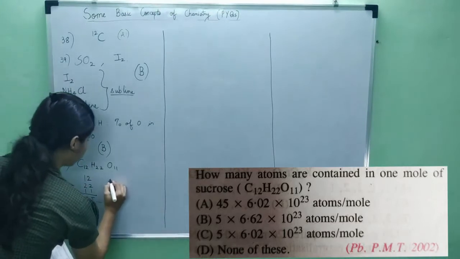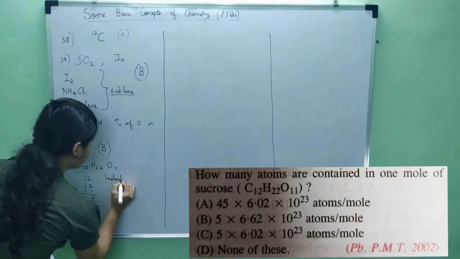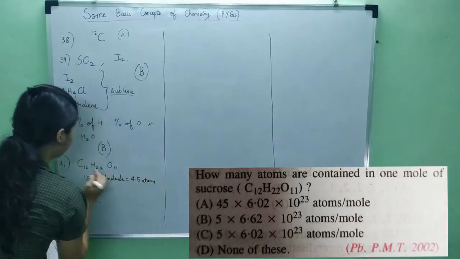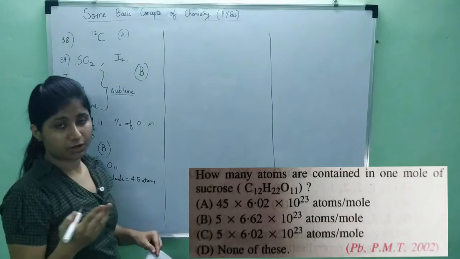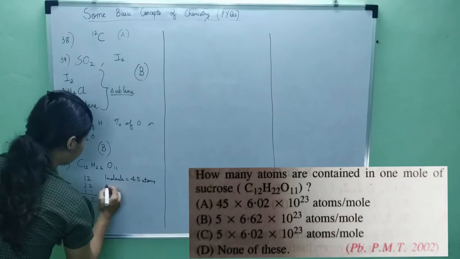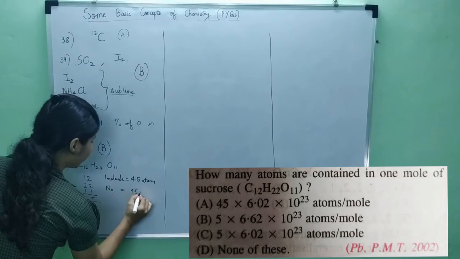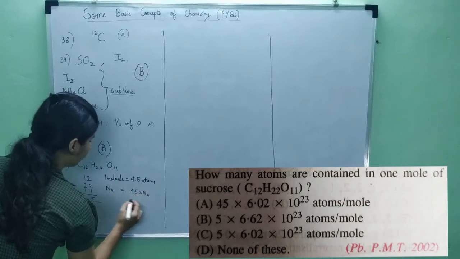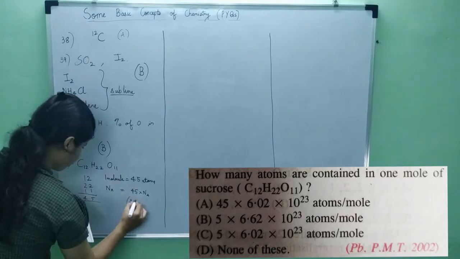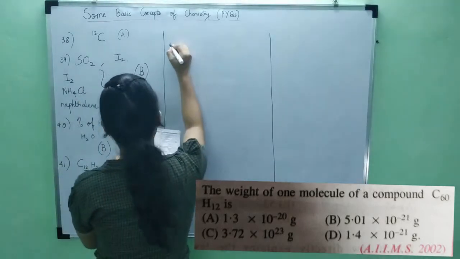So what relation am I telling? One molecule contains 45 atoms, all in total. They haven't asked specifically for carbon, hydrogen or oxygen. All of them have to be added. So one molecule contains 45 atoms. So Avogadro number of molecules will contain how much? It will contain 45 into Avogadro number of atoms. So 45 into Avogadro number of atoms per mole is which option? Option A. Right.